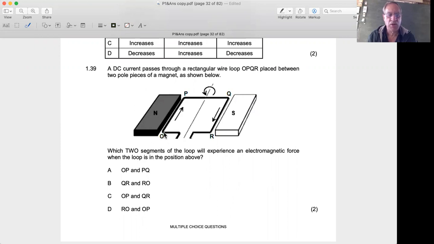Okay, it's going to be that segment and that segment and that's it. So it's OPQR, OP and QR. And the answer's there. Because these little segments, sneaky question, are not cutting the magnetic field lines. Sneaky. PQ doesn't do anything.